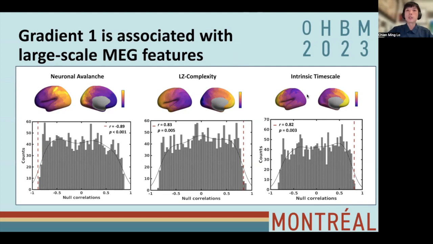Lastly, the intrinsic timescale, which is derived from the autocorrelation window that reaches the cross point of 0. The pattern observed in the intrinsic timescale aligns with the complexity finding, but with sensory areas demonstrating the shortest time window. This cortical map also shows a positive correlation with gradient 1, suggesting a link between the compressibility, autocorrelation, and the molecular variation captured by our interneuron gradient 1.